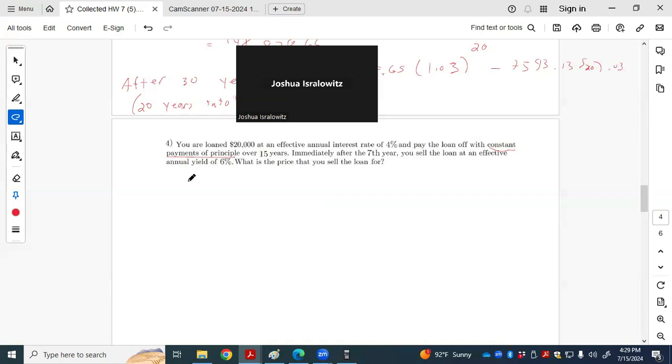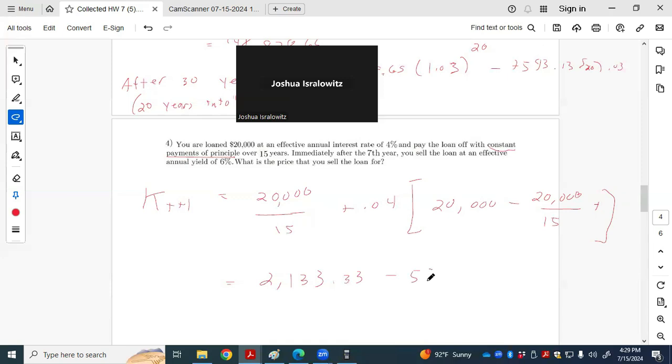All right, so plop into that formula we had, K_{t+1}, loan amount over number of years, plus the interest rate, 20,000, minus... I'm going to try to not have this take too much time. So with rounding, 2133 minus 53.